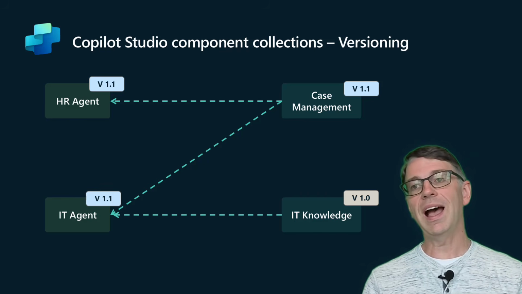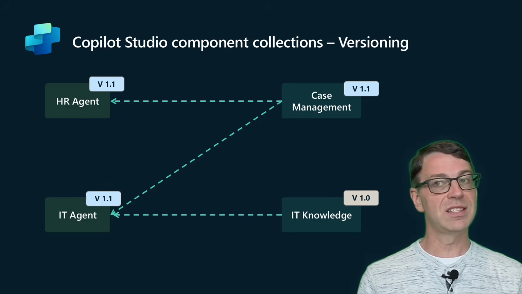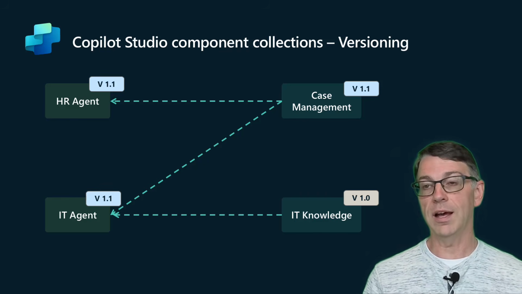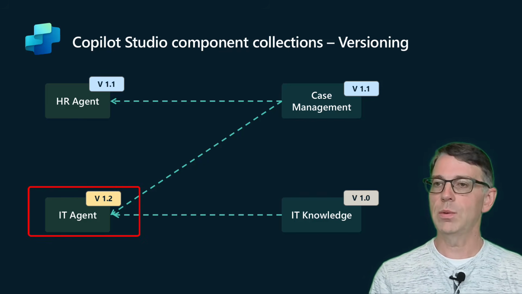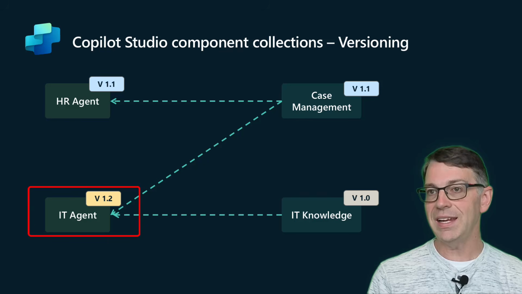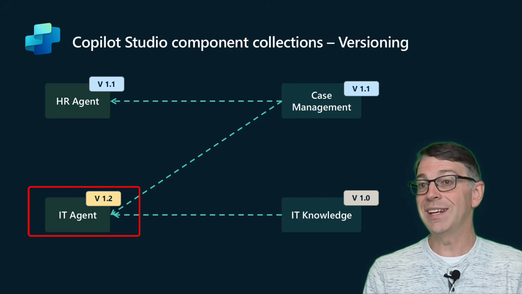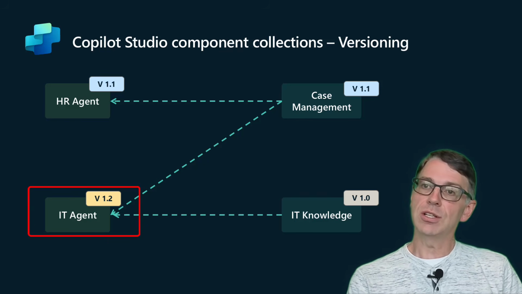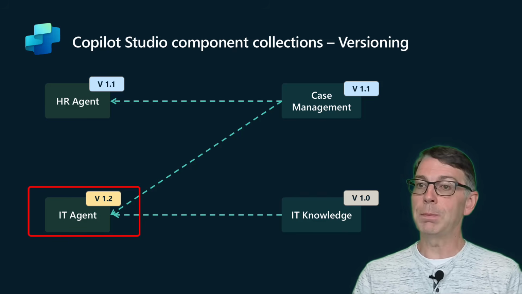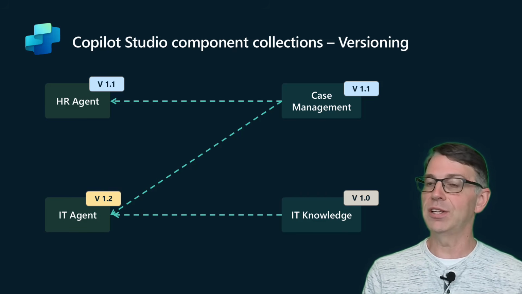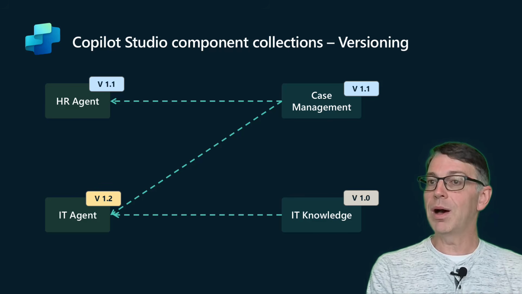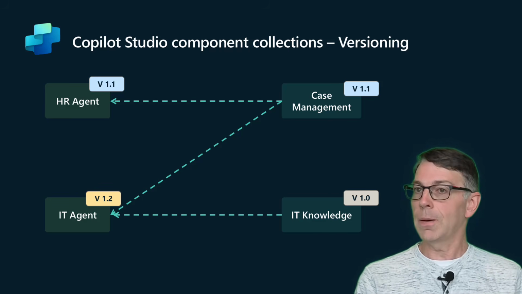And notice that the IT knowledge can continue to stay in version 1.0. So imagine then I wanted to also have it where the IT agent made some changes within itself. It can actually go to 1.2, still dependent on 1.1 of case management and of IT knowledge 1.0, but I can make modifications into the IT agent completely on its own.